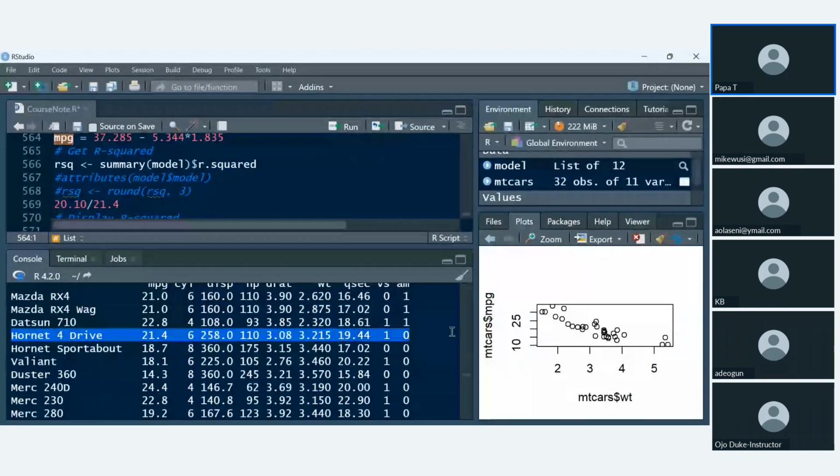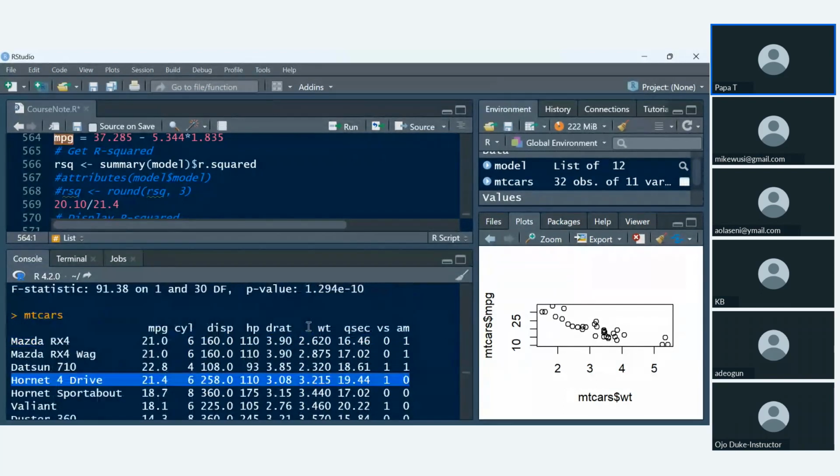This one. Oh, yes. Know the value of the weight is what we are using. So we want to predict for 21.4. We want to predict for the MPG, sorry.